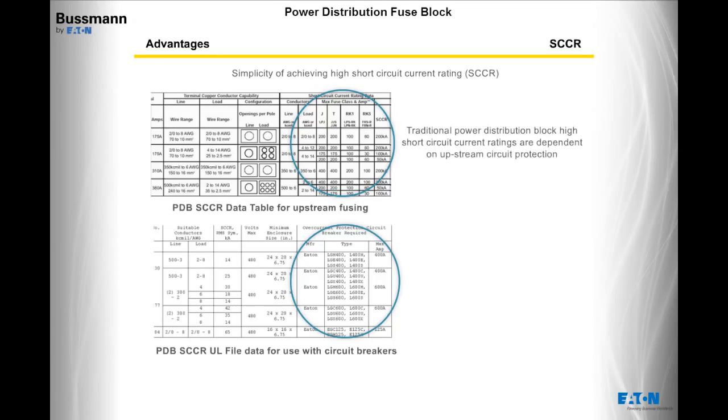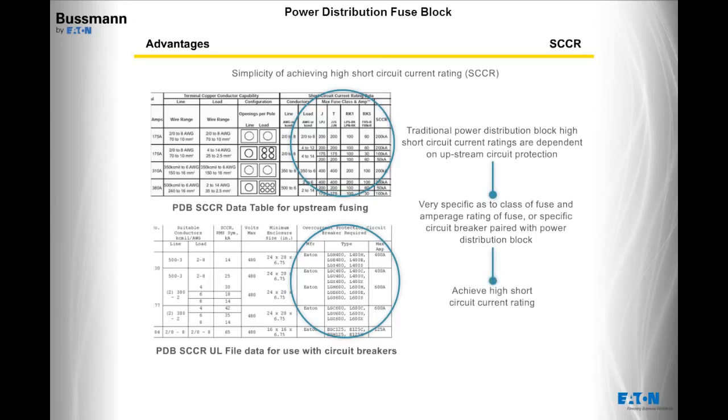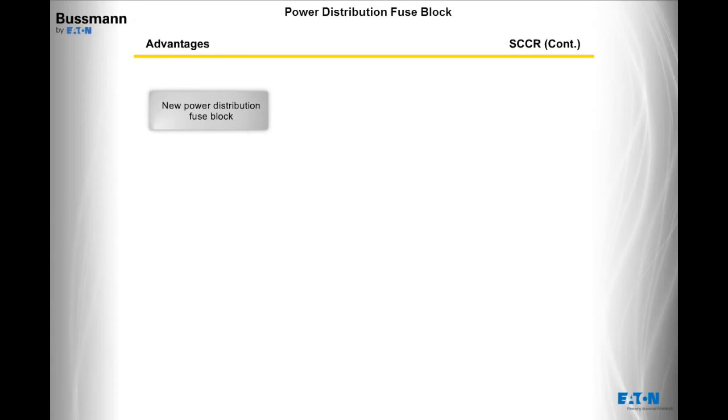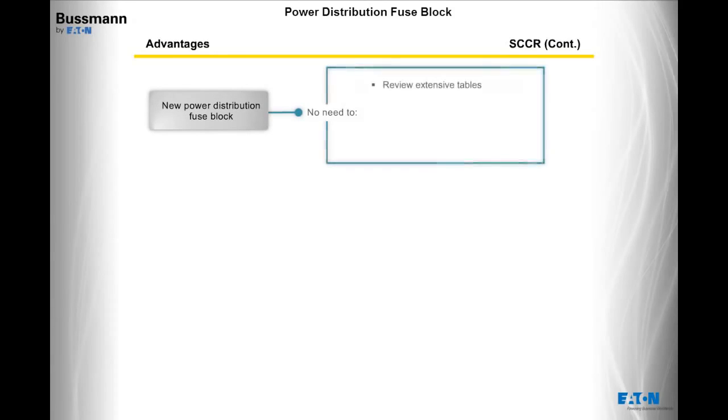Traditional power distribution block high short-circuit current ratings are dependent on upstream circuit protection. These ratings are very specific as to the class of fuse and the amperage rating of the fuse, or the specific circuit breaker paired with the power distribution block to achieve a high short-circuit current rating. With the new power distribution fuse block, there is no need to review extensive tables, comb through UL files, or research circuit breaker and power distribution block pairings to determine the short-circuit current rating of the component.